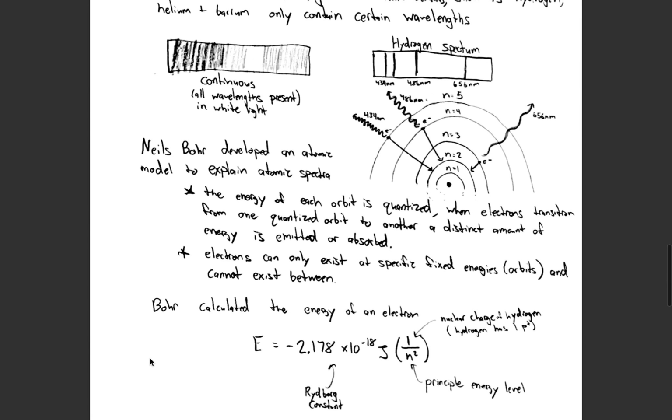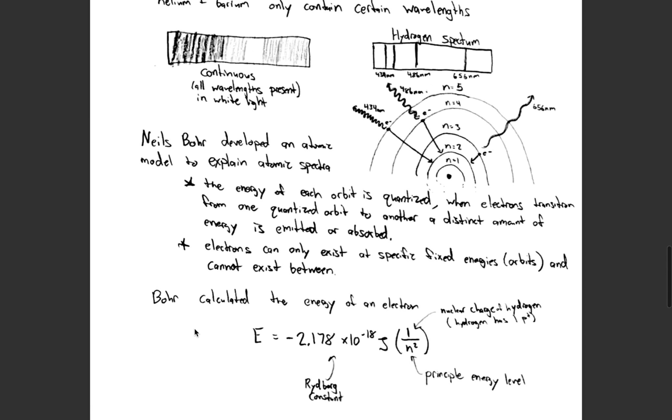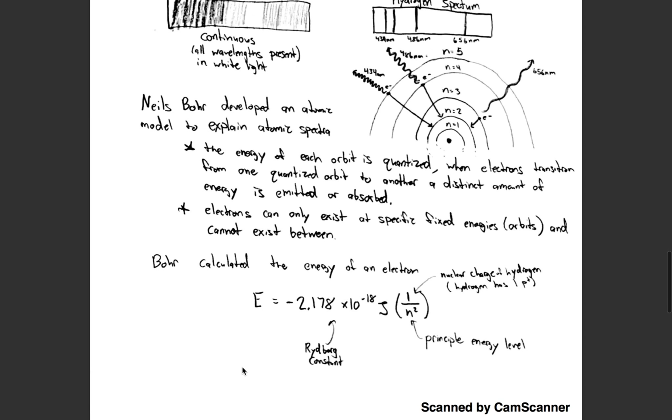And ultimately, Bohr was able to calculate the energy of an electron. So he used this equation: energy is equal to this number, negative 2.178 times 10 to the minus 18th joules, which is known as Rydberg's constant. Multiply that by nuclear charge divided by the principal energy level squared. For hydrogen, since it only has one proton, its nuclear charge is 1.